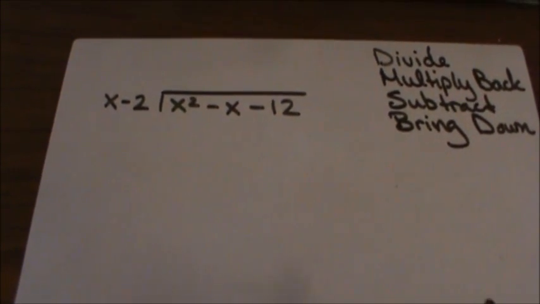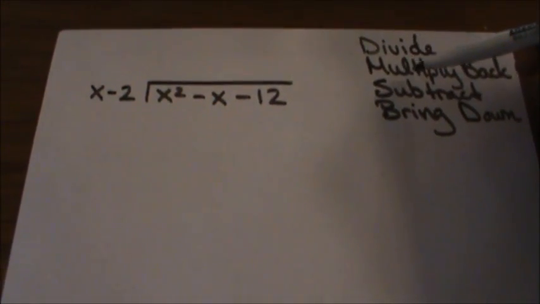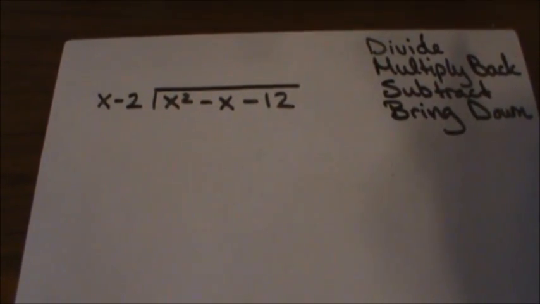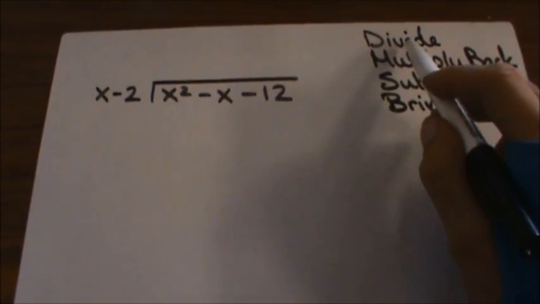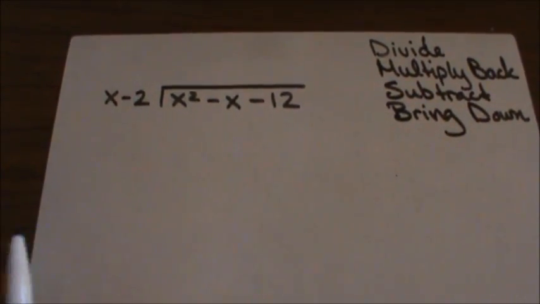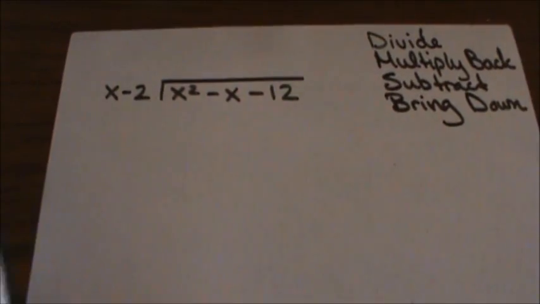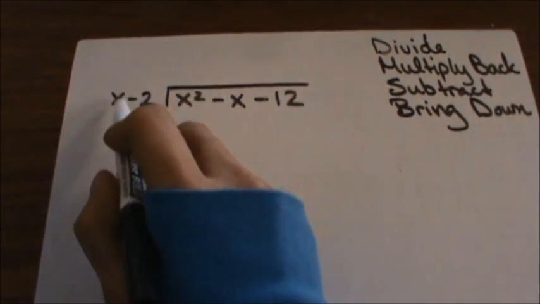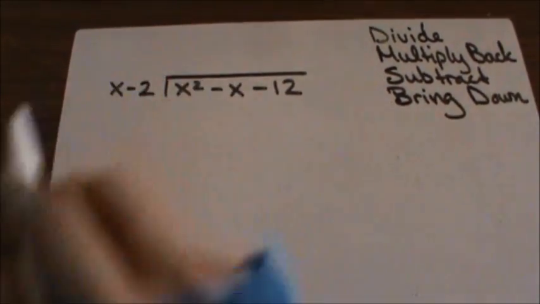Okay, long division with polynomials. Same steps as we just went over with plain old numbers. It looks a little bit different. There's a couple little tricks to it. So the first thing we're going to do is divide. And now when I have 2 terms over here, I'm really just dividing the first term here with the first term that's over here. The negative 2 will come into play later. So my first step is divide. What is x squared divided by x?